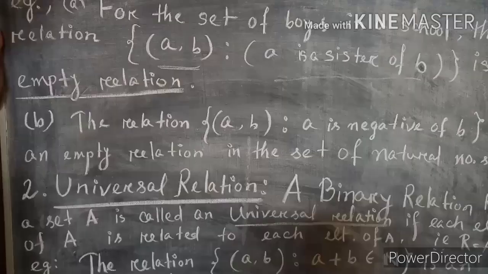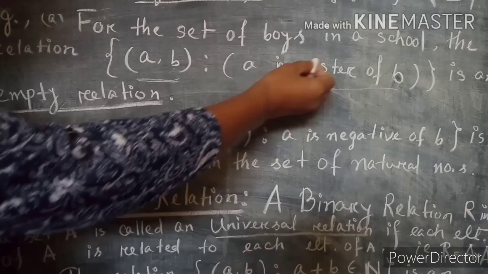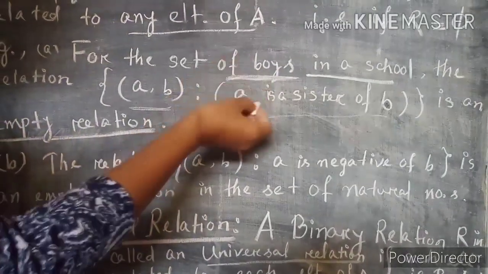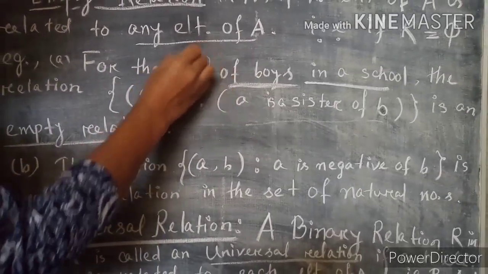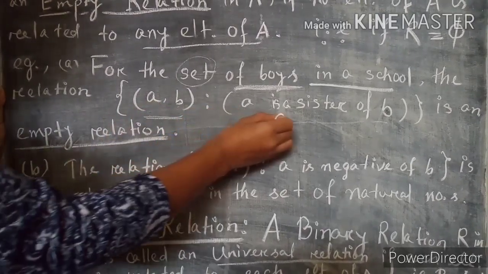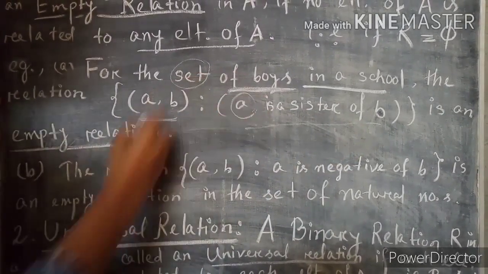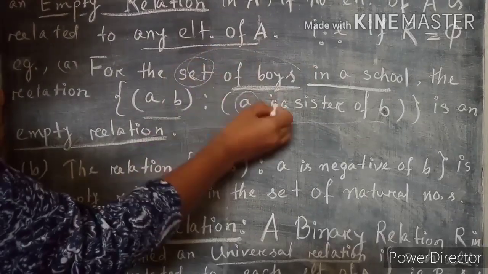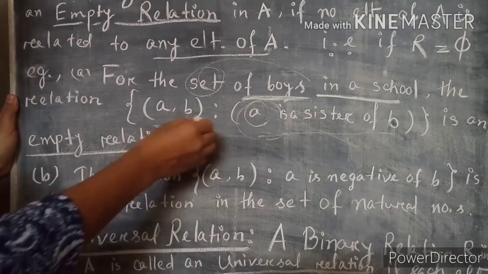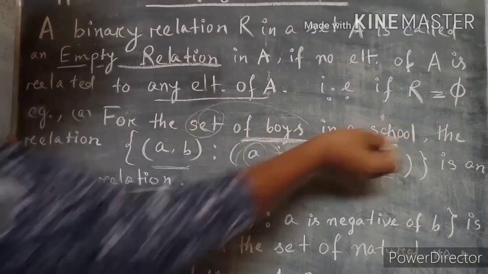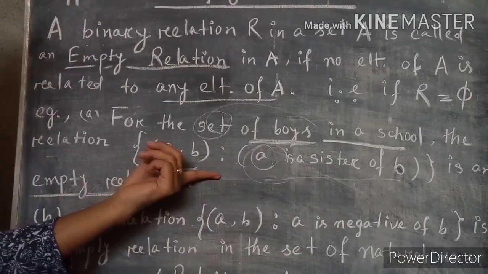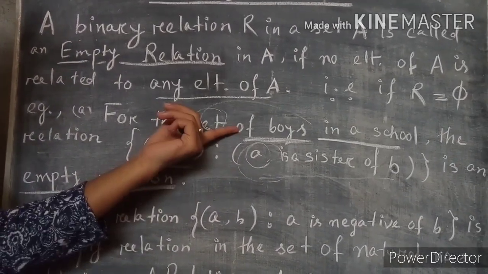How? I am explaining. In a school, the set of boys means that the set contains boys only, but the relation is a is sister of b, where a is a girl. In the set of boys, this is not a relevant element. So for the set of boys in a school, this relation is an empty relation.